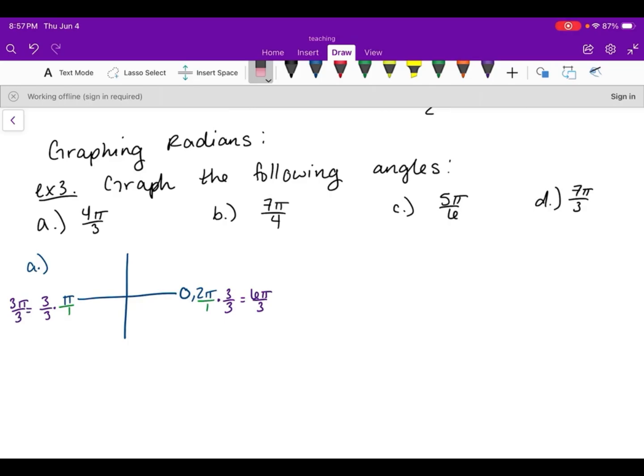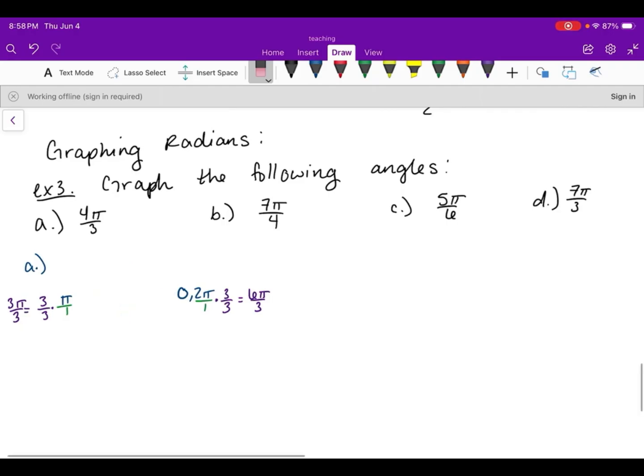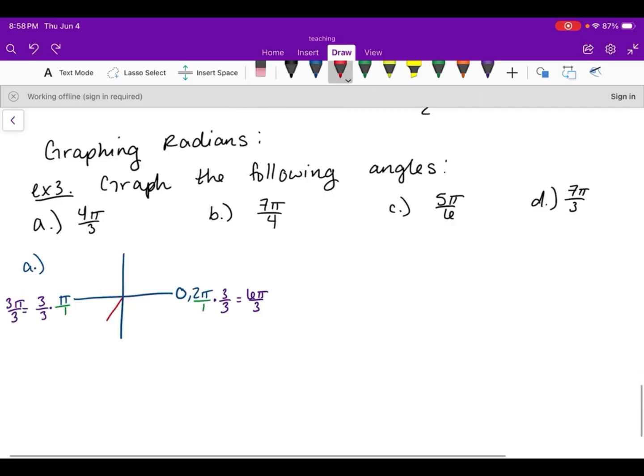So now we think, okay, is 4 pi over 3 less than 3 pi over 3, or is it bigger than 3 pi over 3? I hope at this point you say that it's bigger than 3 pi over 3, but it's not quite as big as 6 pi over 3. Here's what I'll tell you. 4 pi over 3 is going to go right here in the third quadrant.